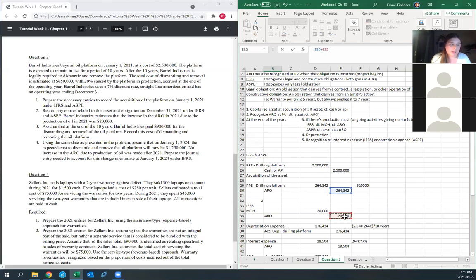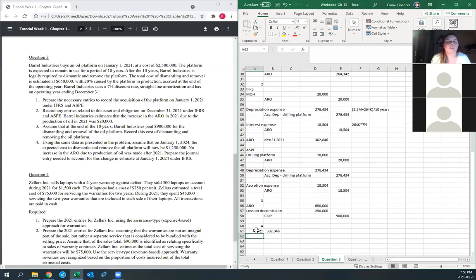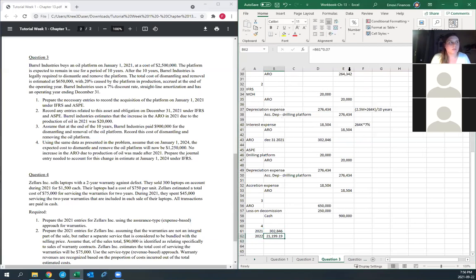plus your production cost here, plus your interest expense. That was your balance on December 31st, 2021. In 2022, no production costs. So the only thing in these transactions that touch the ARO will be your interest expense. So your interest expense is the same. It's this amount times 7% plus this here that you already had. I should have done just times 1.07.